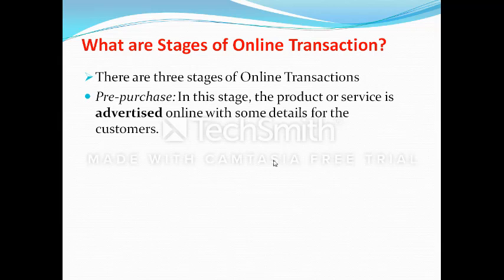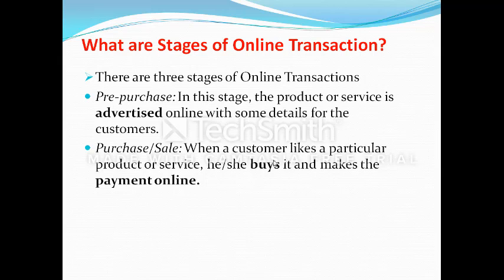In this stage, the product or the service is advertised online with some details for the customers. Generally nowadays, if you go to Facebook or Instagram, there are advertisements of items here and there. So this is the first stage, done by the seller, that is Amazon or Flipkart or any other website. Now the next stage is purchasing. If the customer, like me or you, likes the product, or wants to buy any specific product, we go to the website, search the product and buy the item.